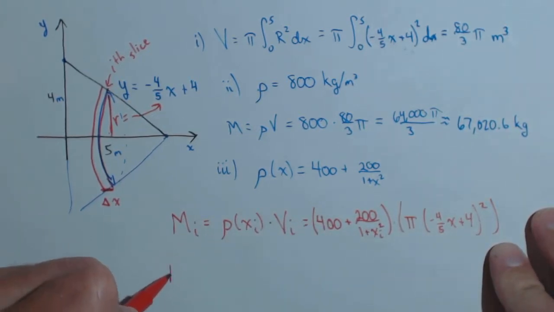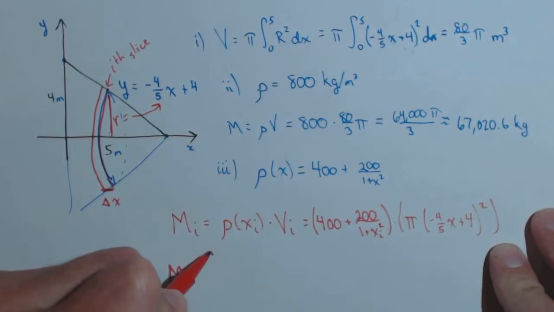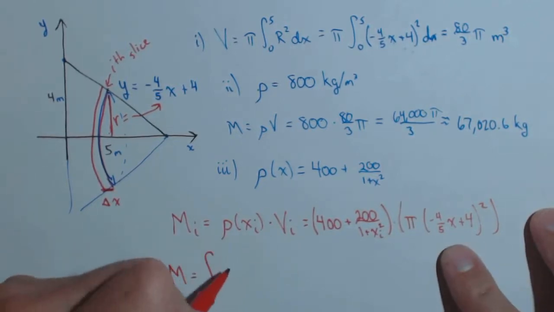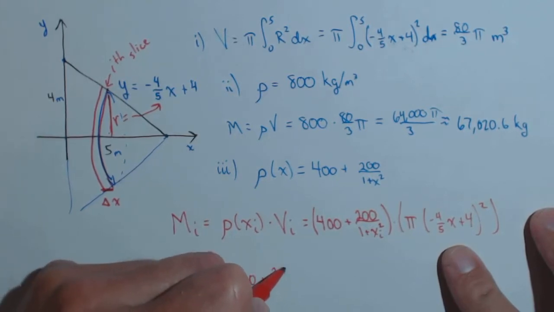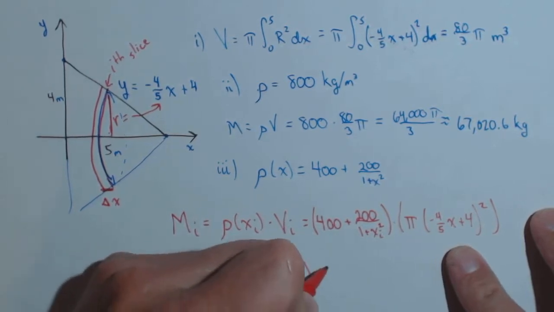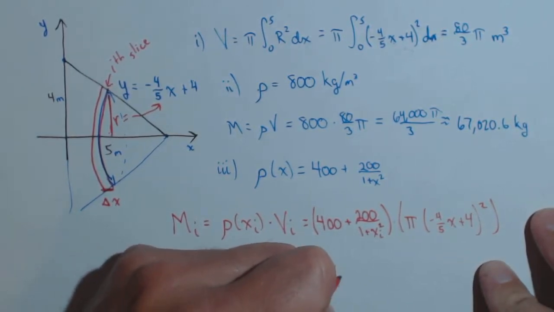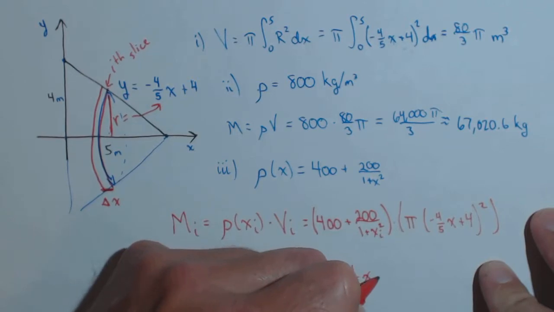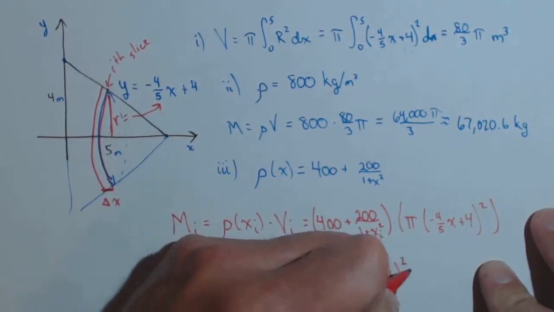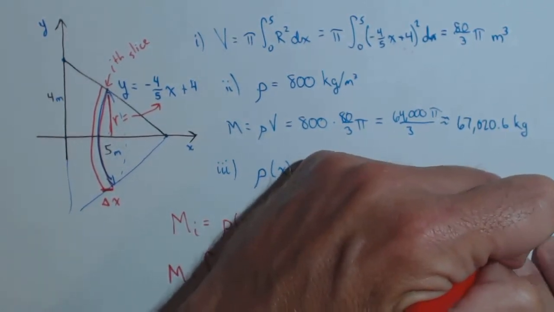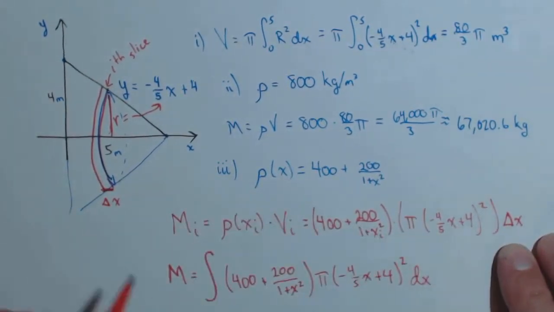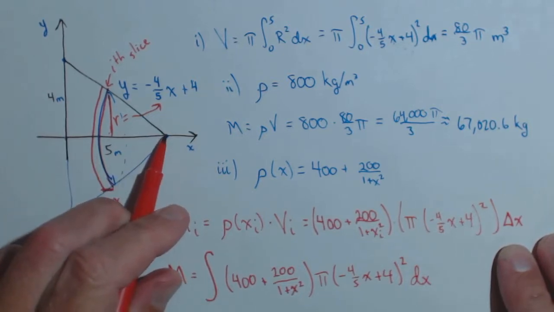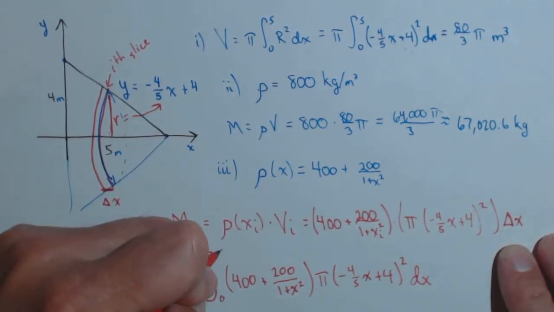So we can turn this into a definite integral to get the total mass by putting this into our continuous case. So 400 plus 200 over 1 plus x squared, times pi times (negative 4/5 x plus 4) squared. Sorry, we should have had a delta x up here to finish off that volume. It's my mistake, because we'll have a dx here. And to get the total cone, we're going to go from 0 out to 5.